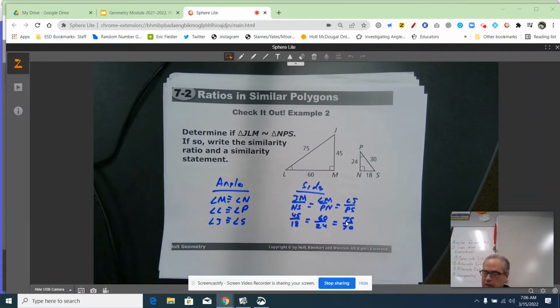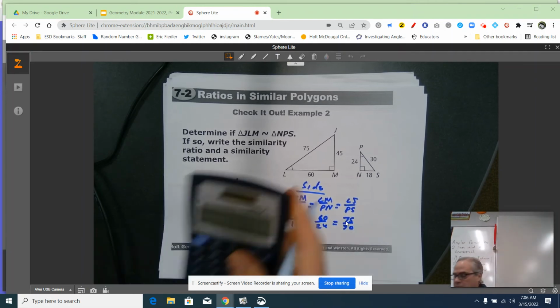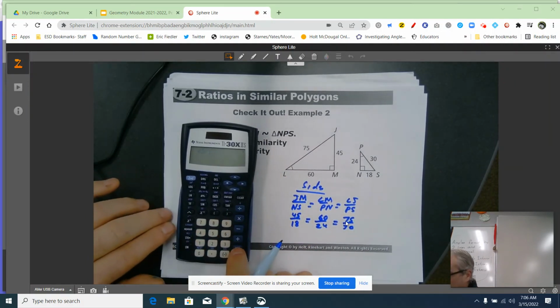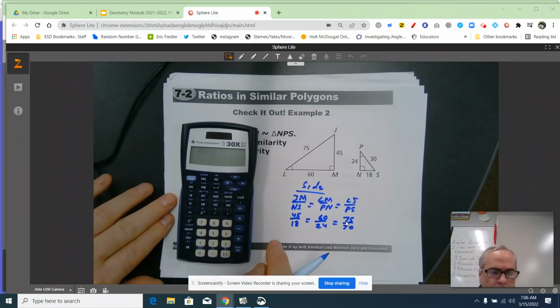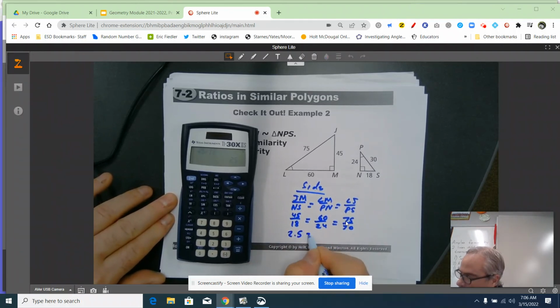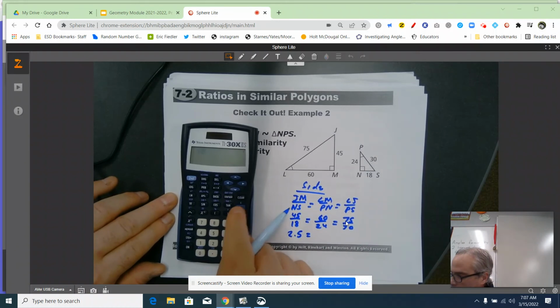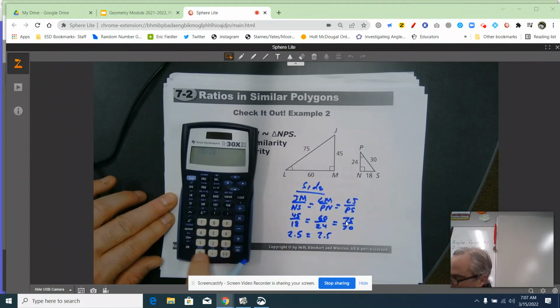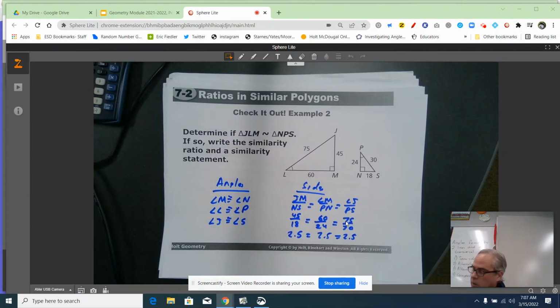Now, here's where you kind of have your options. You can reduce the fractions, or you can just use a calculator. Hang on a sec while I get a calculator. All right, I'm back. So we're going to do 45 divided by 18. Now, if you see it very well, I get 2.5 for this one. I wonder if I get 2.5 for all of them. 60 divided by 24, 2.5. 75 divided by 30, 2.5. I get the same similarity ratio, and that's my similarity ratio for all three triangles.